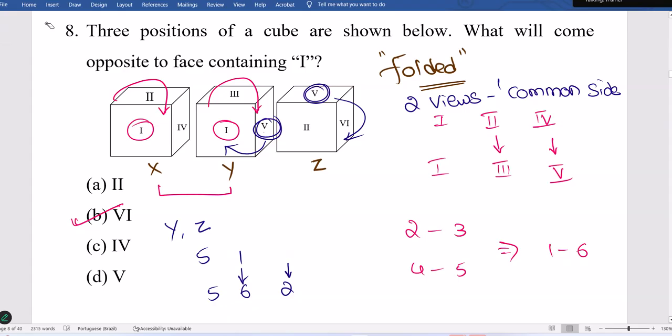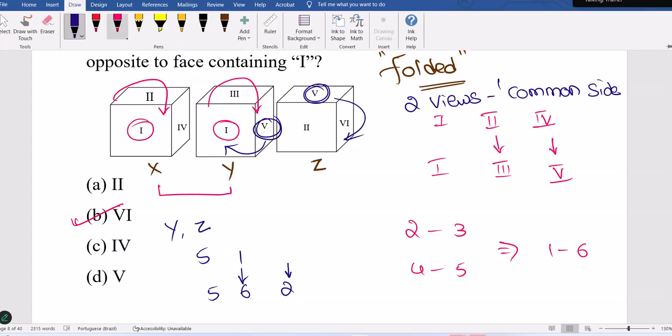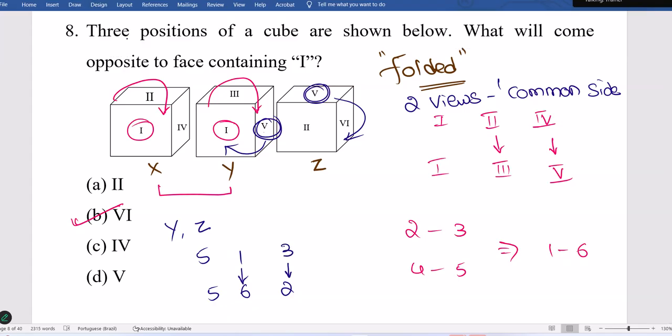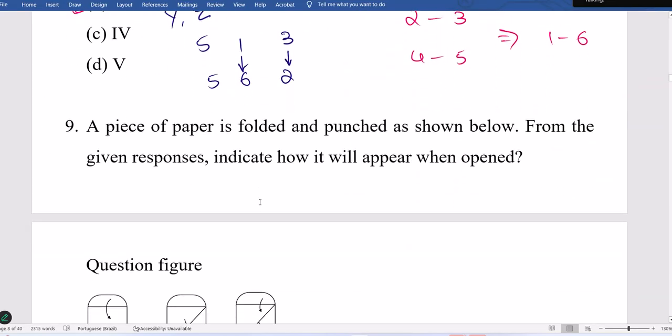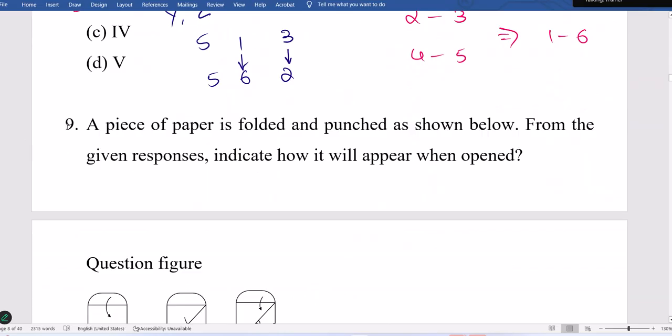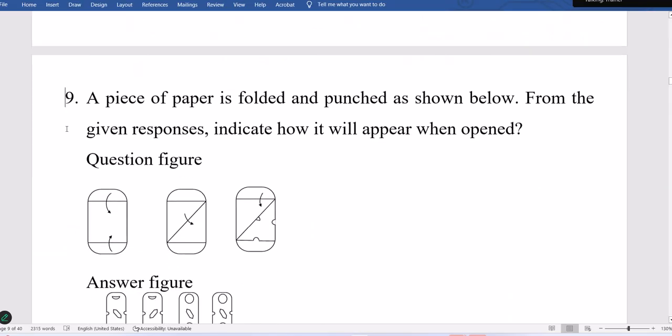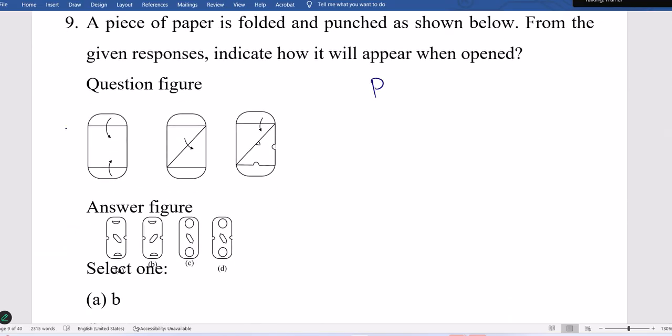Are you getting my point? So this is a very simple approach: one common side in two different views. There are three methods to solve this; this is one of the methods. Now let's see the ninth question. Paper folding and paper cutting.